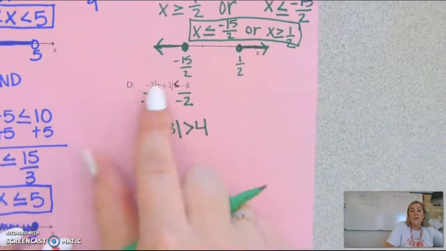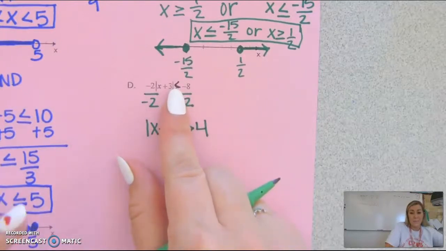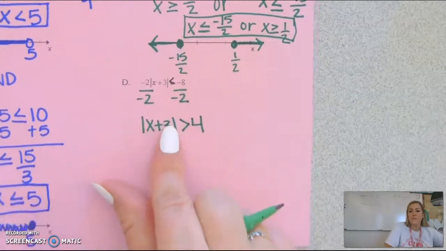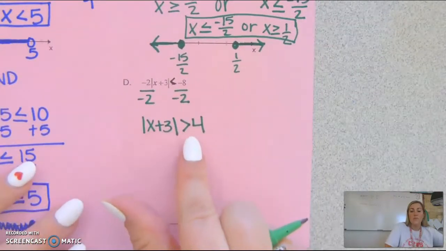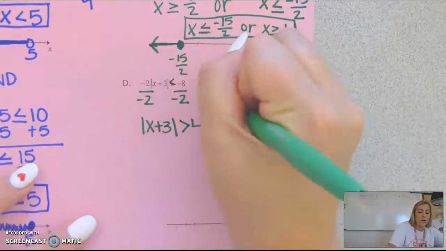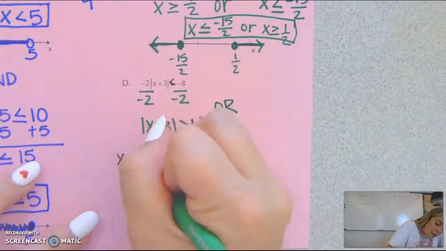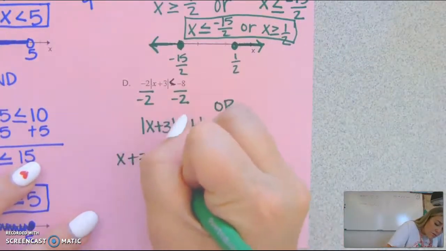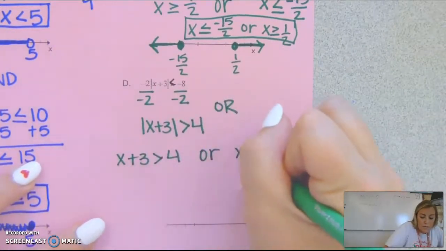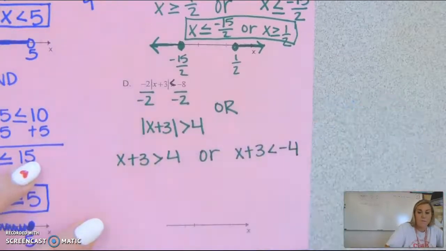So when I started this problem, I saw that it was a less than. So I might think it's going to be an and problem, but I have to get my absolute value by itself first before I can decide. So my absolute value is by itself, it's greater, so it's going to be an or problem. Now I can set this up. X plus 3 is greater than 4, or x plus 3 is less than -4.